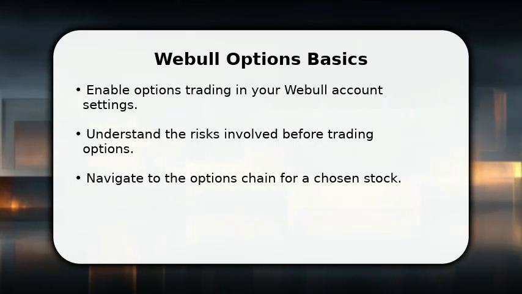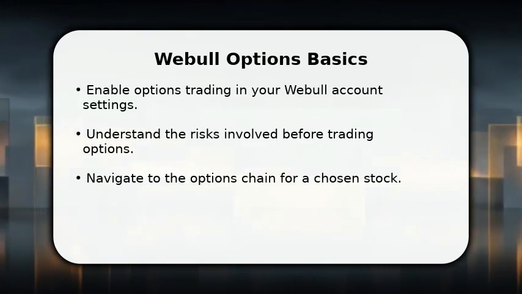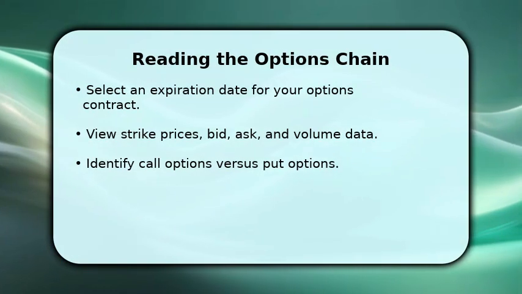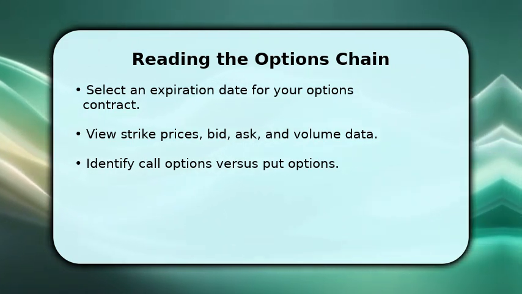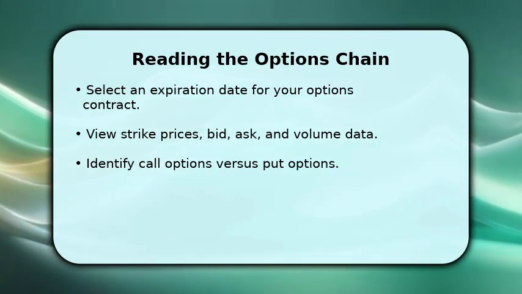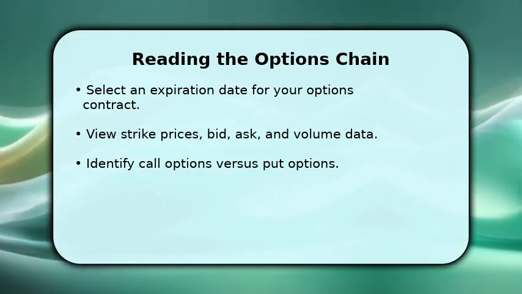Once approved, you can easily access the options chain for any stock you're interested in directly from its quote page within the app. After selecting a stock, you'll see the options chain. Here, you choose an expiration date, which determines how long your contract is valid. The chain displays various strike prices, along with crucial data like bid, ask, and volume.